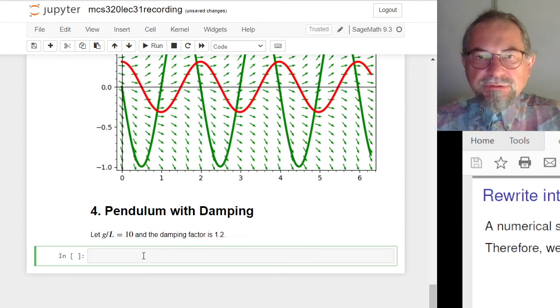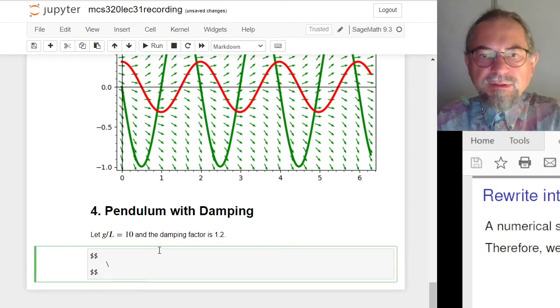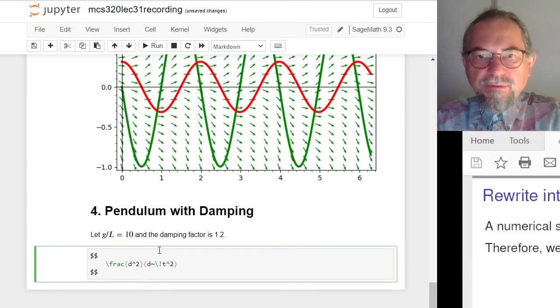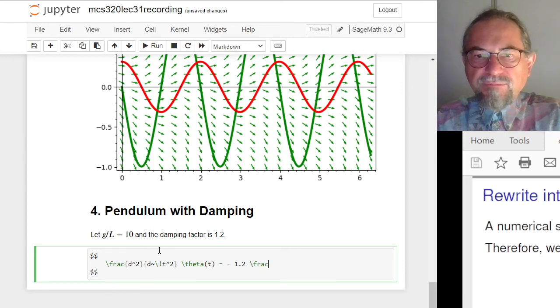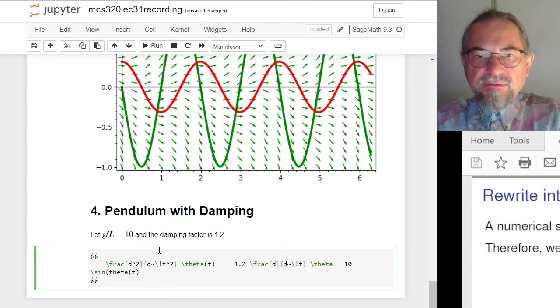So I pick numerical constants. Then the model is the following. What is the differential equation? I still have the second derivative with respect to time of theta, which is compensated with this minus 1.2 times the velocity, and I have the gravitational constant, so the L was actually 1, so 10 times the sine of theta of t.